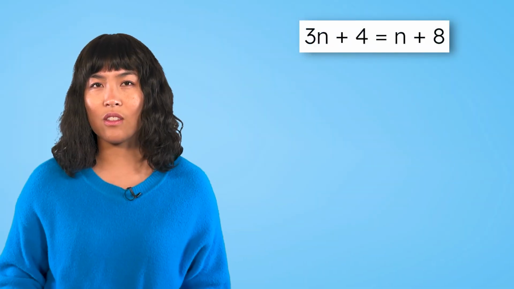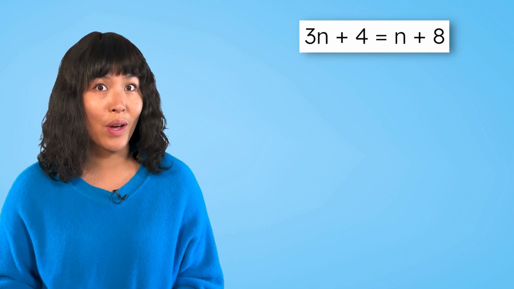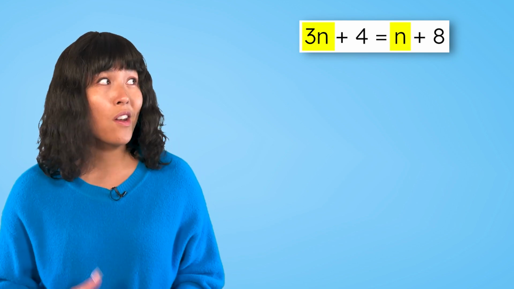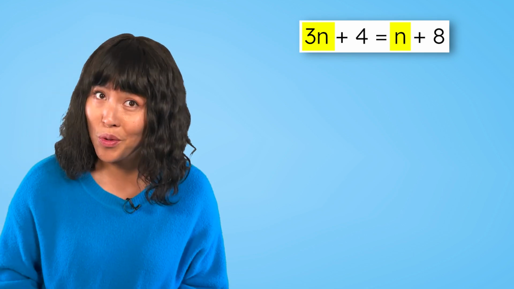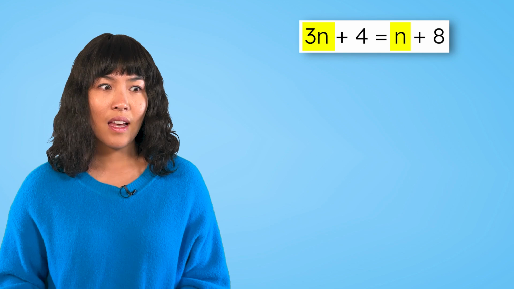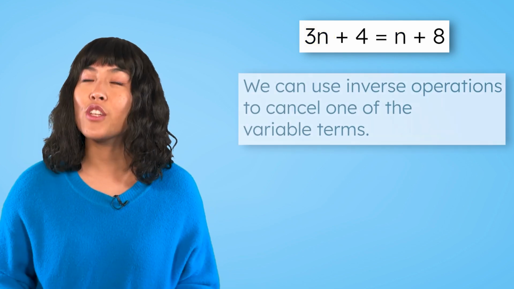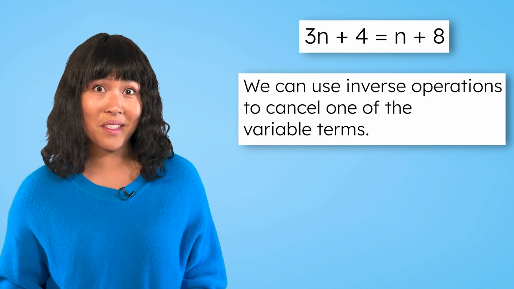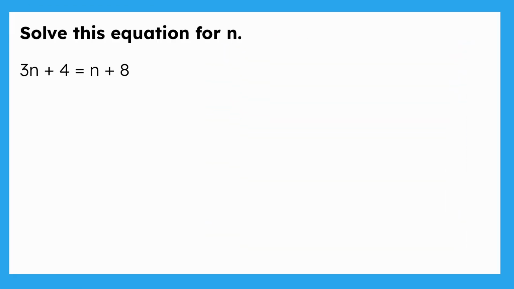This first equation looks really similar to the equations we tackled last time with 2 variable terms, one on each side of the equal sign. Do you remember what to do? Oh, right. We can use inverse operations to cancel one of the variable terms. Pause the video now and solve this equation for n.